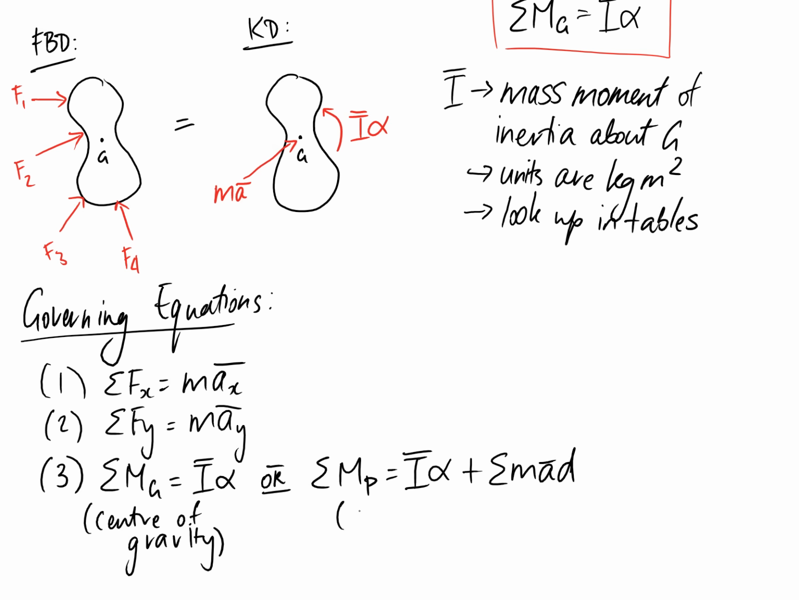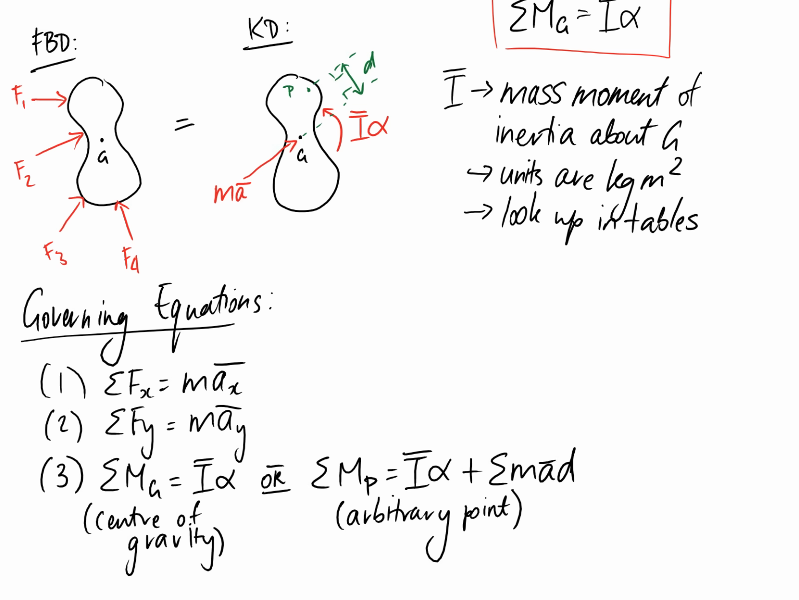In this case, P represents an arbitrary point. I bar is the same as back here, it's just your value about the center of gravity. Alpha is the angular acceleration, but here we have the mass times acceleration, that's the linear acceleration, and it gets multiplied by the distance d. Let's pretend that point P sits up here, and that's the one we're interested in summing about for whatever reason. The distance d is, just like moments, the perpendicular distance between the acceleration's line of action and point P up here. So this is a perpendicular distance, it's a right angle. That's what that represents.